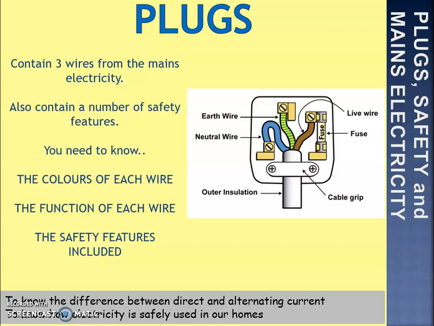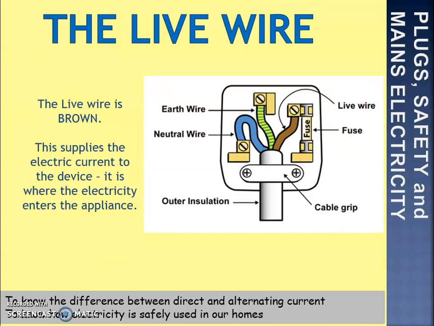What you need to know are the colours of each wire, the function of each wire, and the safety features included. You can see from the diagram there where all the wires go and where all the safety features are, but we'll go through them one by one just to make sure. So first up there is the live wire. The live wire is brown and it's this one here on the right hand side next to the fuse. This supplies electric current to the device, so it's where the electricity goes into the device.